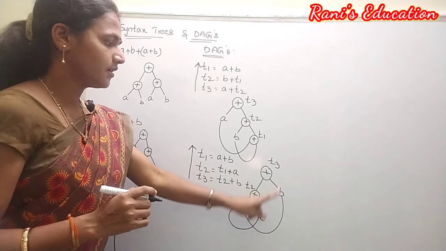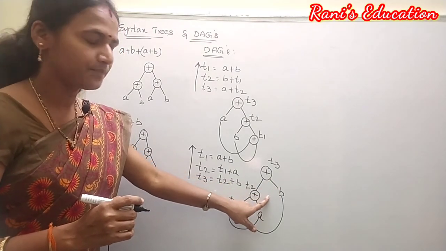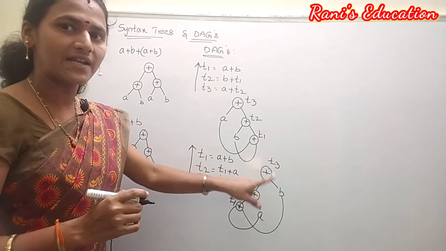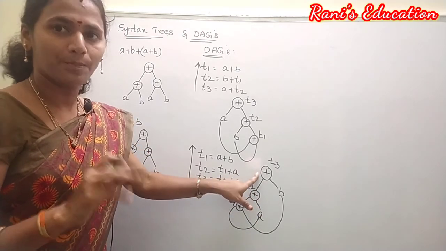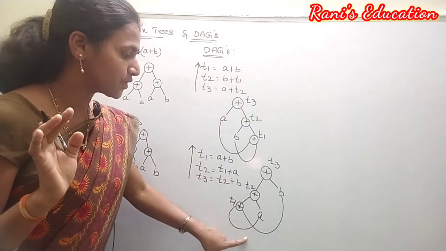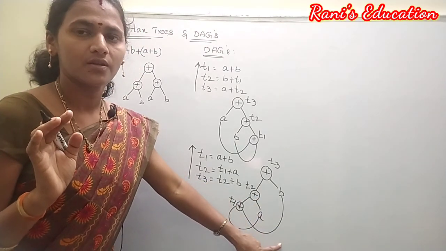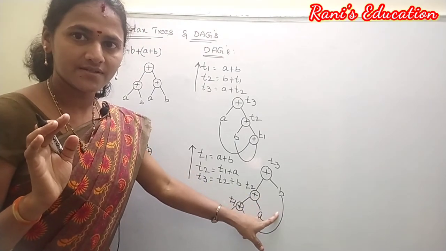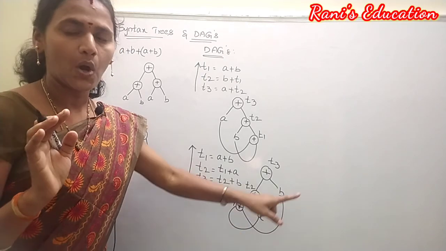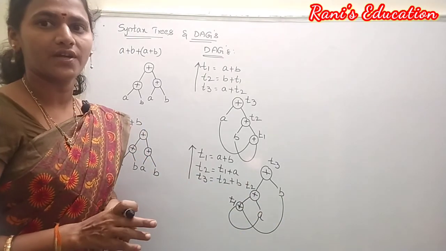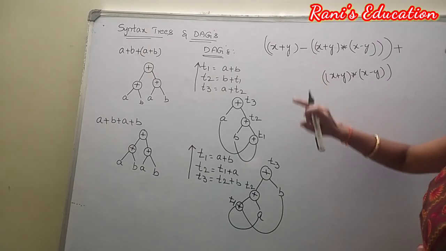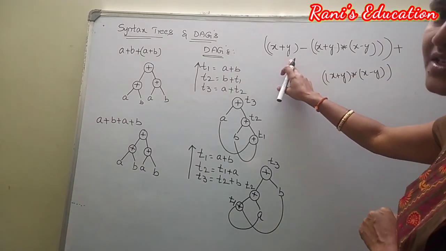Here in DAG representation, the interior nodes are going to be represented with operators, and leaf nodes are going to be represented with identifiers or constants or variables. This is how we are going to construct DAG. So first we need to write the 3 address code for this problem.